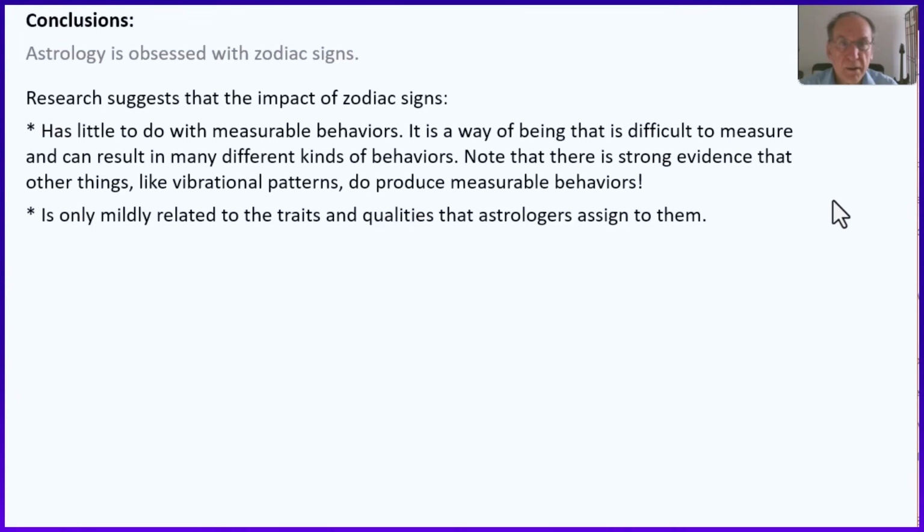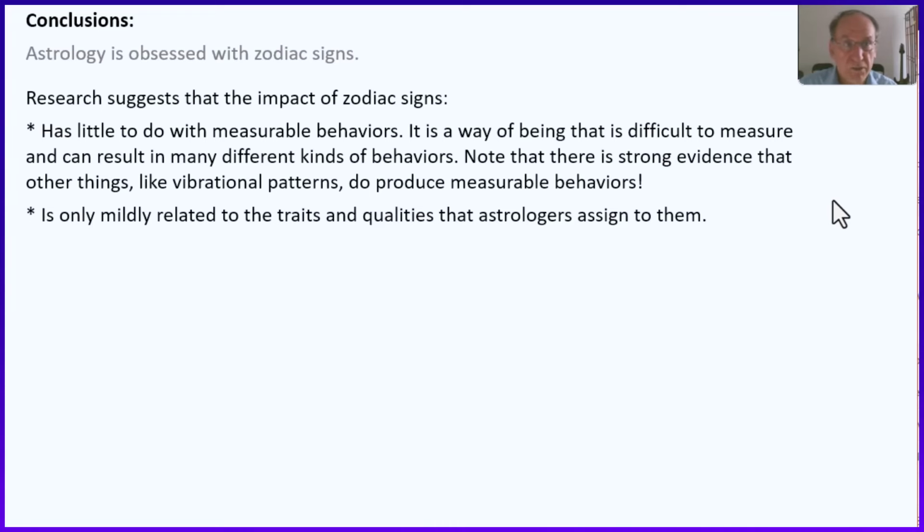It is a way of being that is difficult to measure. It's hard to measure zodiac signs. It can result in many different kinds of behaviors, so it's very hard to confirm them. There are other things, like vibrational patterns, where it's not difficult to see how they behave, and that's exciting. And the zodiac signs are only mildly related to the traits and qualities that astrologers assign to them.